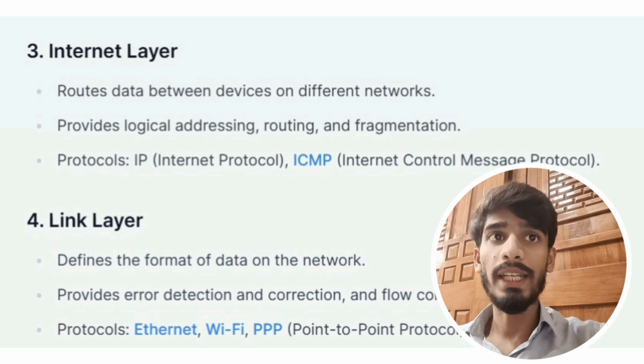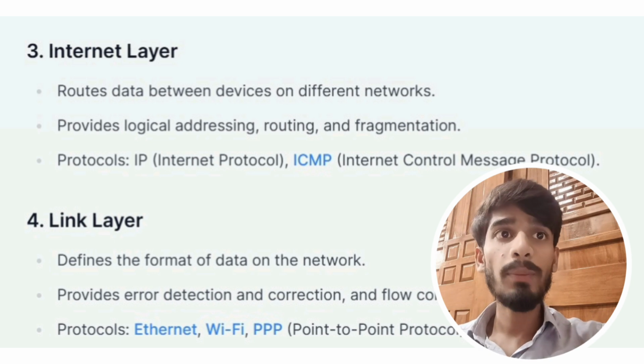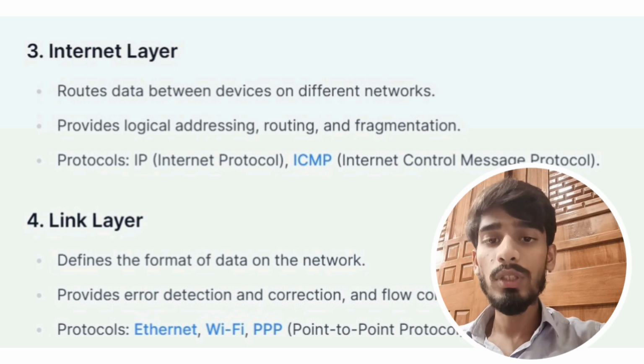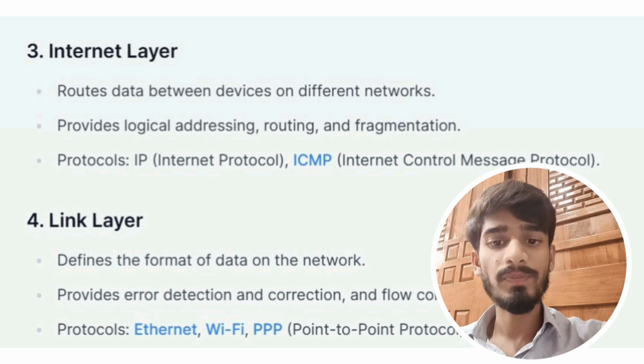The fourth layer is the data link layer. It defines the format of data on the network. It provides error detection and correction and flow control. Protocols used by the data link layer are Ethernet, Wi-Fi or point-to-point protocol.